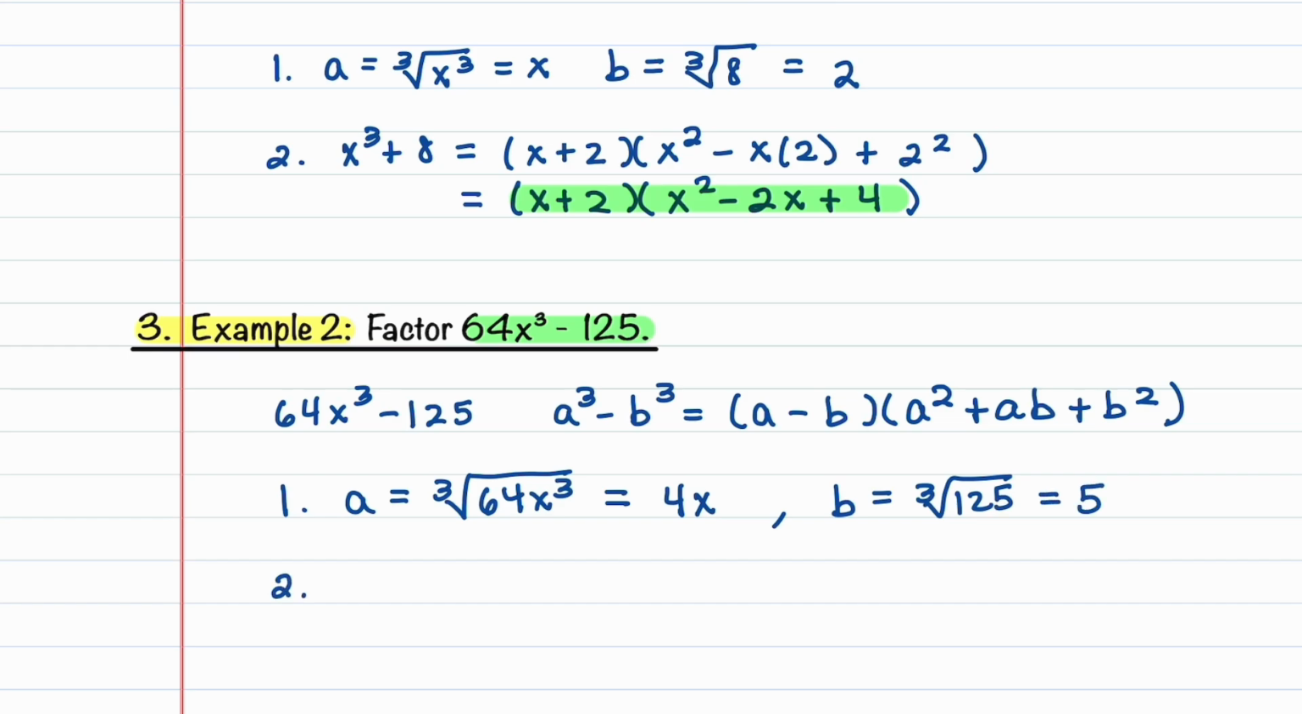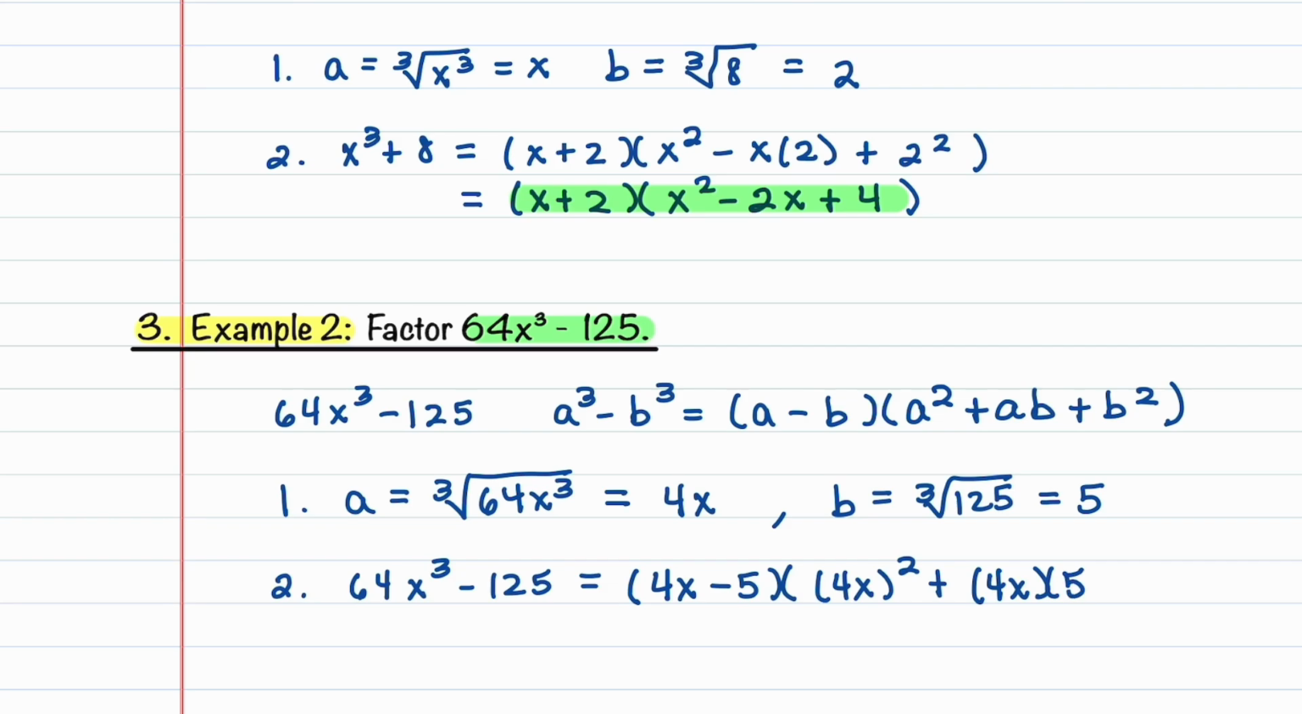Now what we need to do is apply our formula. We have 64x cubed minus 125 is equal to a, which we found to be 4x, minus b, which is 5. And then we have a squared, and that's 4x quantity squared. And then we have a, which is 4x, times b, which is 5, plus b squared, which is 5 squared.